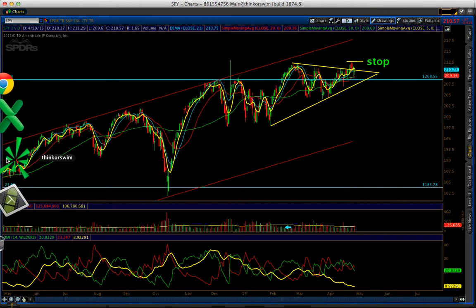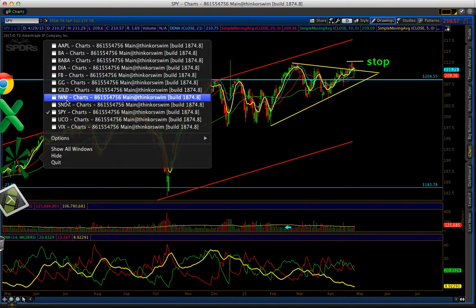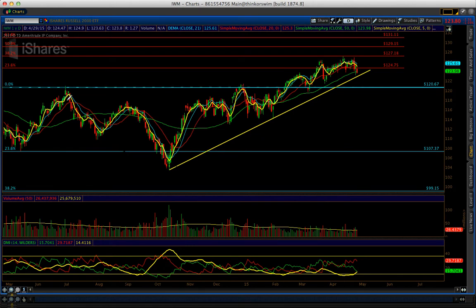Now let's talk about another one. Let's talk about the Russell. I always watch the Russell because that tells me what's happening in the small caps. And the small caps are the ones that many traders use, small traders, because they're cheaper. You know, small caps, you can buy $10, $5 until $20 stocks.